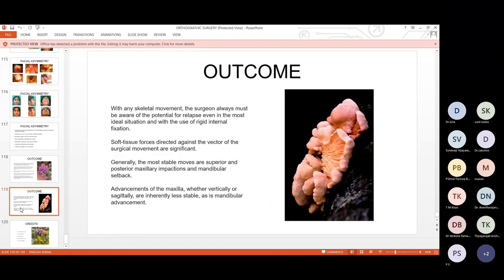With any skeletal movement, the surgeon must always be aware of the potential for relapse, even in the most ideal situation and with the use of rigid internal fixation. Soft tissue forces directed against the vector of the surgical movement, especially in operated cleft lip and nose patients, are extremely significant. Generally, the most stable moves are superior and posterior, that is, maxillary impactions and mandibular setbacks. Advancement of the maxilla, whether vertical or sagittal, is inherently less stable compared to mandibular advancement.